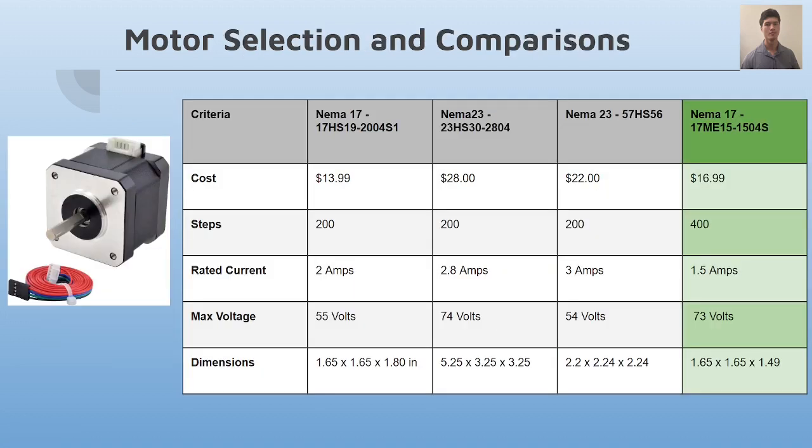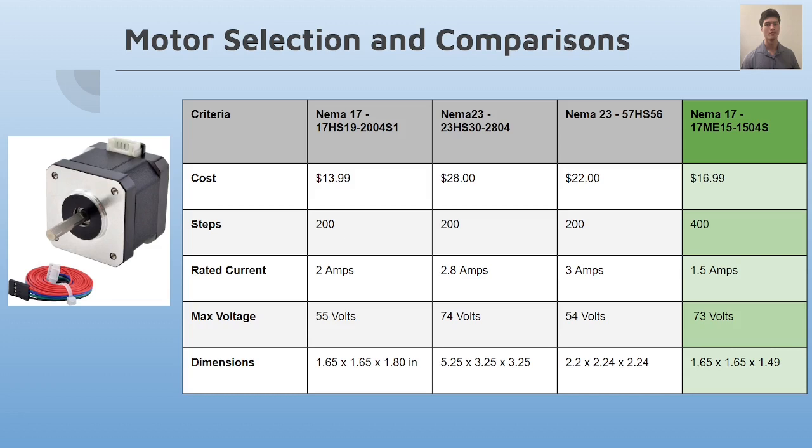Two variations of the NEMA 17 motor, as well as the NEMA 23 motors, were compared when selecting the part for the project. The goal when comparing the motors was to select the motor that can output the most suitable voltage and current values for the small-scale devices.